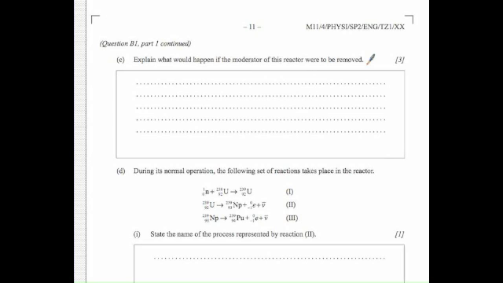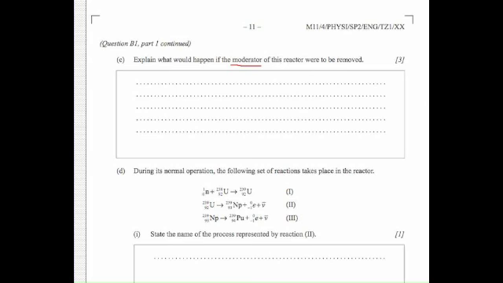Next, we need to explain what would happen if the moderator were removed. To do that, we need to understand the function of the moderator. The moderator is a substance that's included in the core of the reaction vessel to slow down the neutrons. The reason we need to slow down the neutrons is because if they're moving too quickly, they're not going to be absorbed by other uranium nuclei, and the reaction is not going to continue. So the moderator is necessary to allow the reaction to continue.